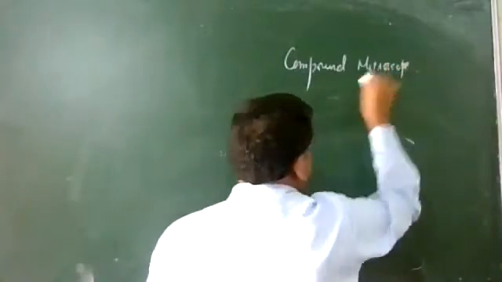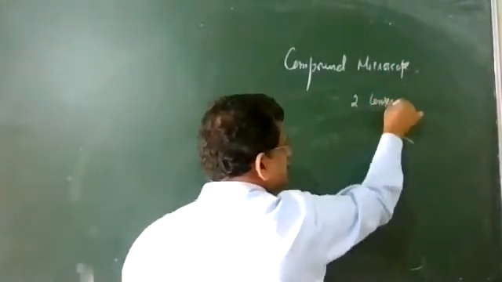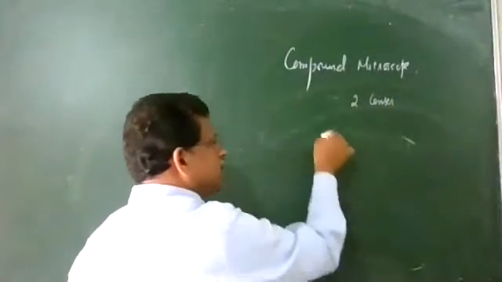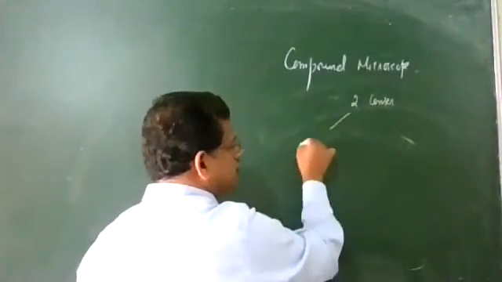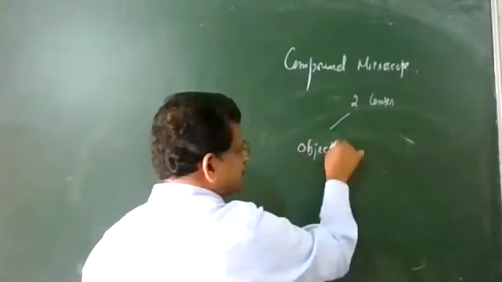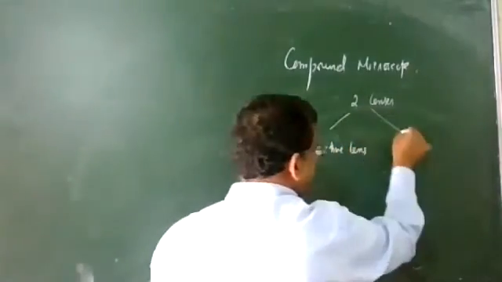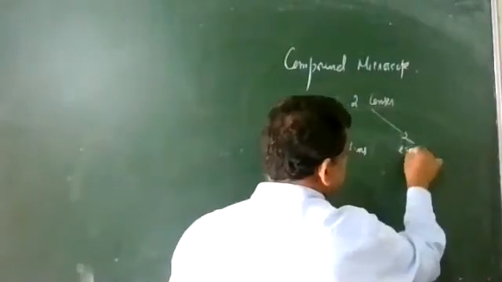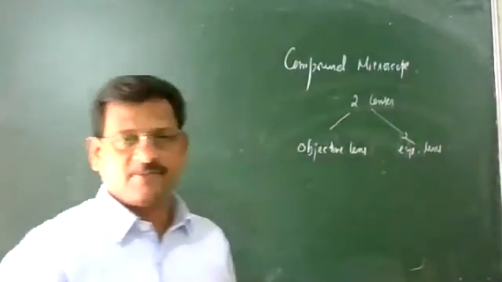Compound microscope. There are two convex lenses here. The first lens, which is facing toward the objects, we call the objective lens. The second lens, we call the eye lens, or the eye.